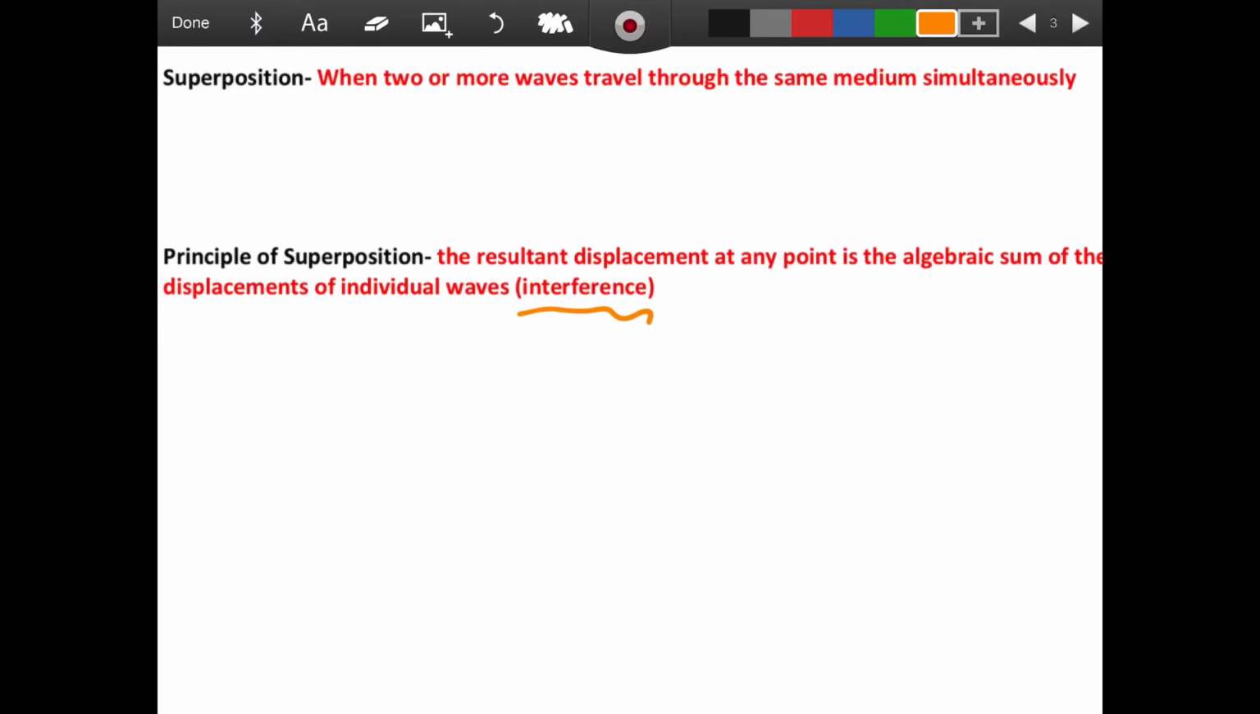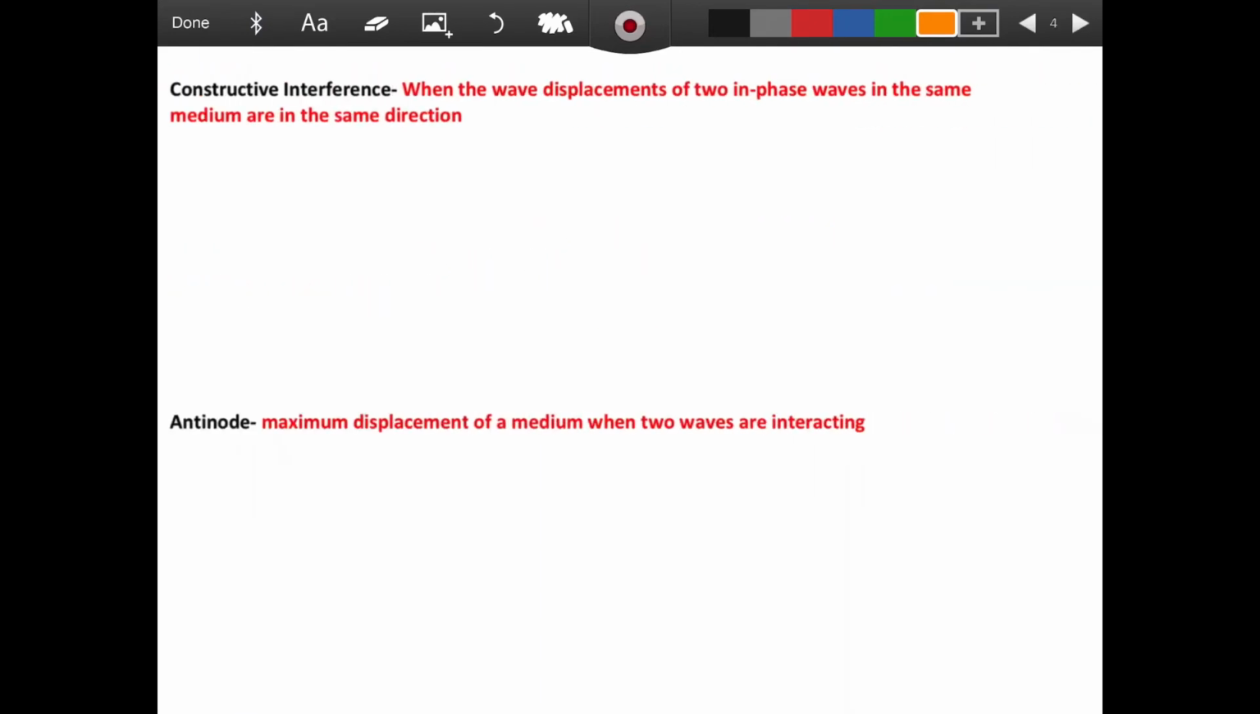And we're going to look at two types of interference. So the first type of interference will be constructive interference. And when I hear the word constructive, I think build. So this is going to cause an antinode, which is where the maximum displacement, so we're building it up, the maximum displacement of a medium when two waves are interacting. And constructive interference is when the wave displacements of two in-phase waves in the same medium are in the same direction.